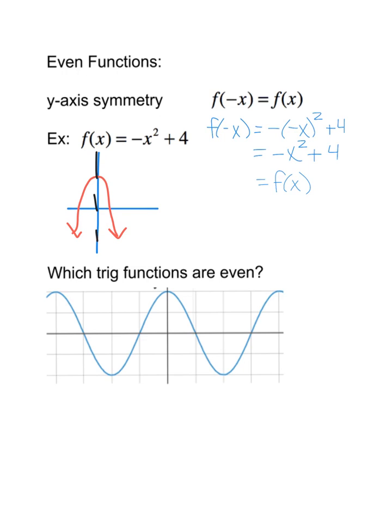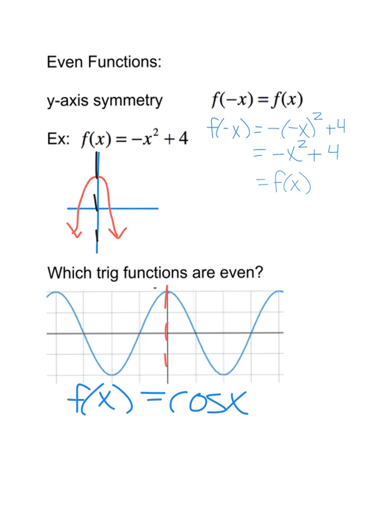The last thing that we're going to do with even functions is talk about which trig functions are even. Obviously, there's a whole bunch of trig functions. We're just going to stick with the basic 3, though, sine, cosine, and tangent. So the only one that is even is just cosine of x. And that's because it has that y-axis symmetry.